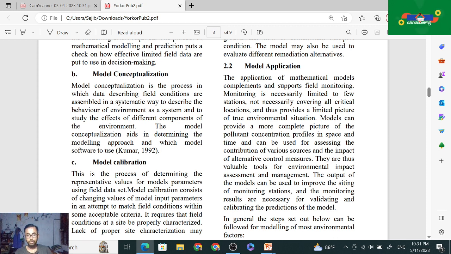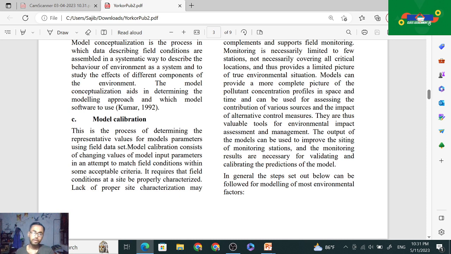The output of the models can be used to improve the setting of monitoring stations, and the monitoring results are necessary for validating and calibrating the predictions of the model. In general, the steps set out below can be followed for modeling of most environmental factors.